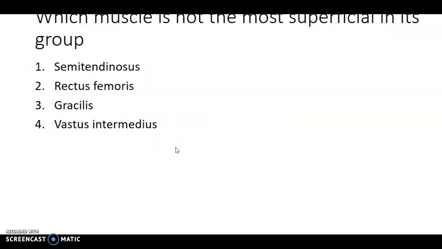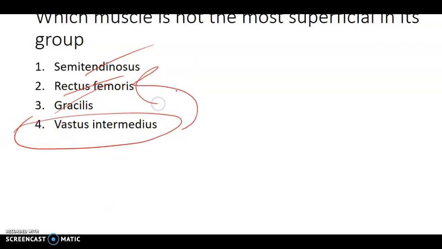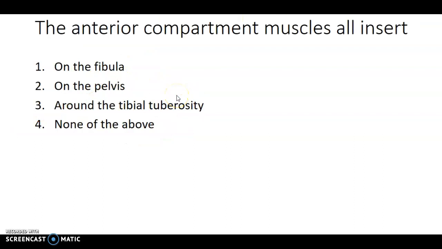Which muscle is not superficial? Semitendinosus is superficial. Rectus femoris is superficial. Gracilis is superficial. Vastus intermedius is underneath the rectus femoris. The anterior compartment, they all insert on the tibial tuberosity.